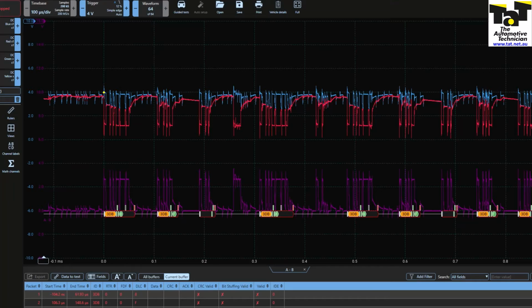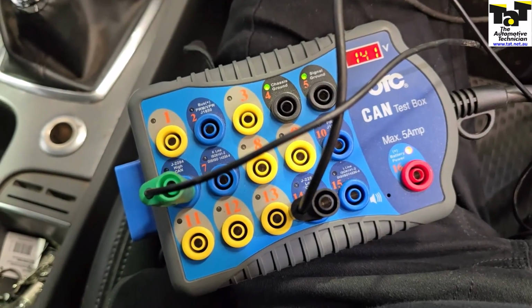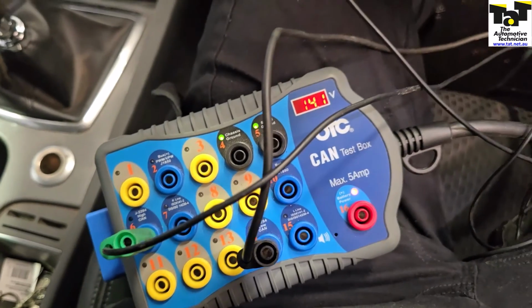So really all we do to achieve the same effect on a one channel scope is to connect the signal lead to CAN high and the ground lead to CAN low, and essentially we're viewing the math channel on our single channel scope, which as you can see here.